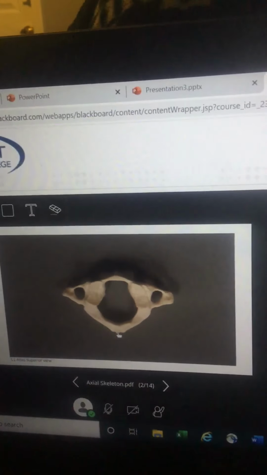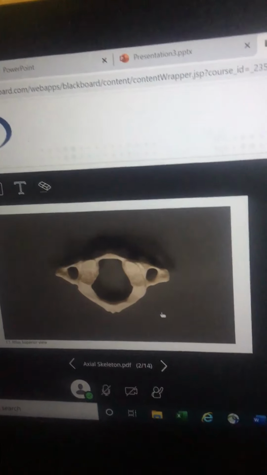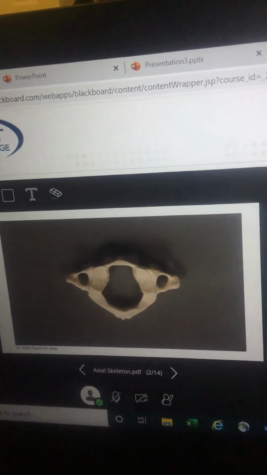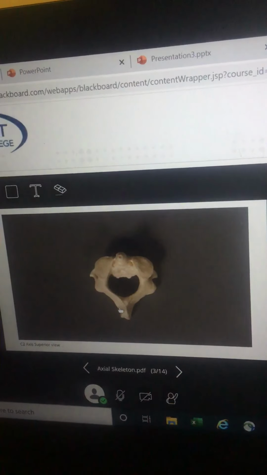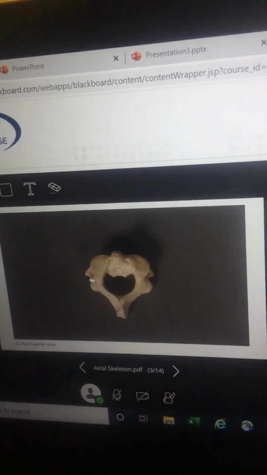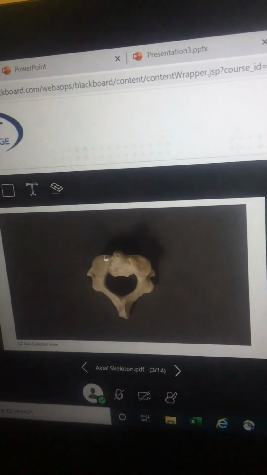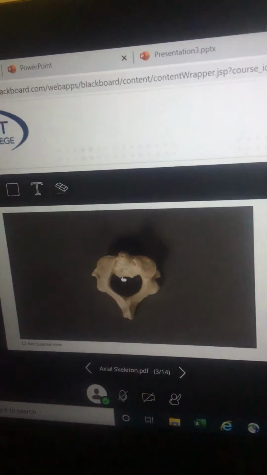This is the spinous process on this one. But on this one, look at how much bigger this spinous process is. And here you can kind of see the transverse foramina here. This is the superior articular facet. Superior articular facet.